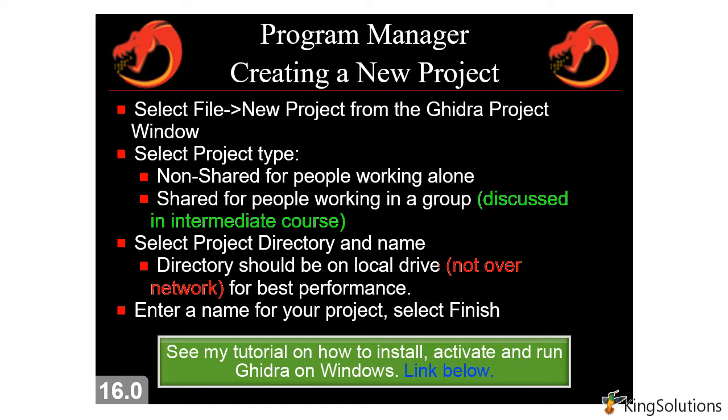Select Non-shared if working alone, or Shared if working in a group. Next, select a project directory and name. The directory should be on a local drive and not over a network for best performance. Finally, enter a name for your project, and select Finish. Projects are populated with data using the import process, which will be explained in the next step.